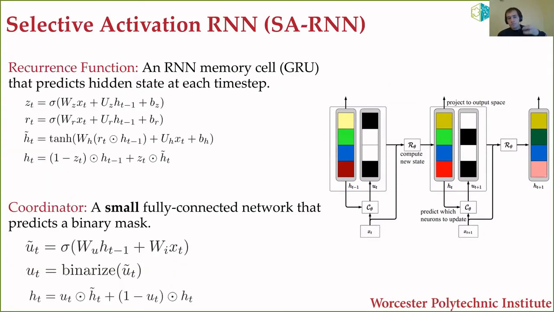So there are two key components of the method. The first is the recurrence function, which is just an RNN memory cell. In our experiments, we use the gated recurrent unit, or the GRU, which predicts a hidden state at every time step. And then the second component is a small coordinator network that predicts the binary mask. And again, that is one value per element of the hidden state, and every value is either a 0 or a 1.